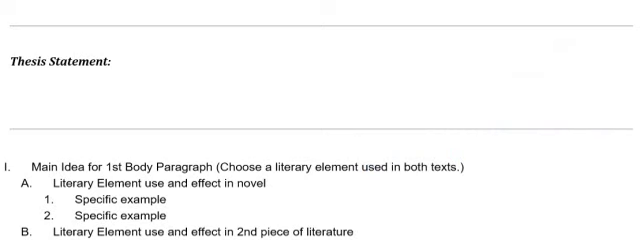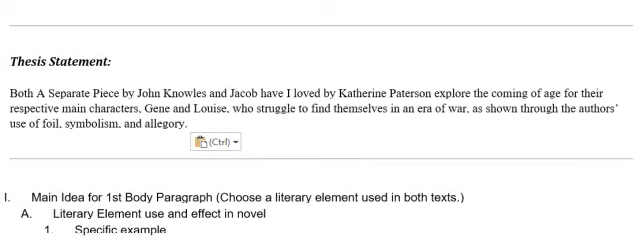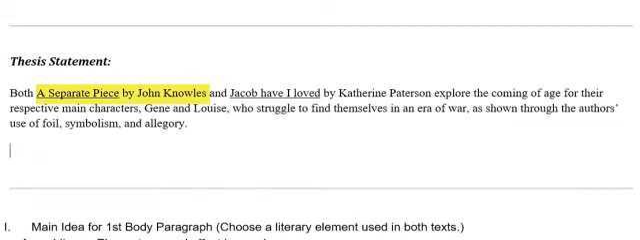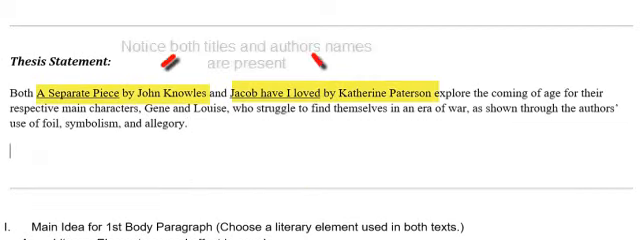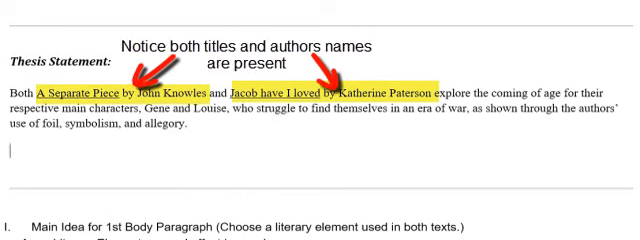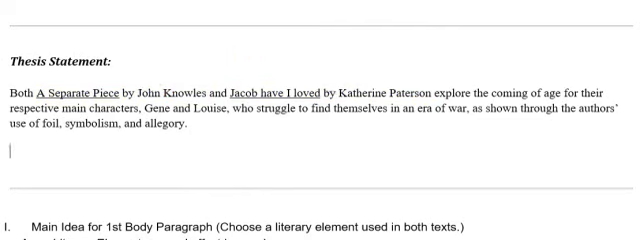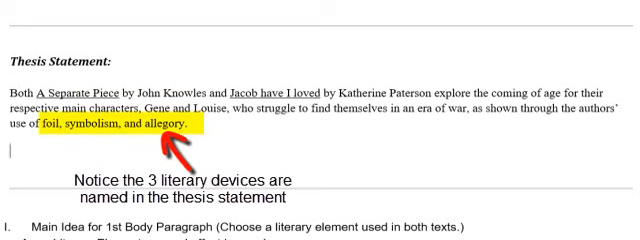I'm going to give you an example, an off-topic example of one I have created here. So let's take a look at this example. Both A Separate Peace by John Knowles and Jacob Have I Loved by Katherine Paterson explore the coming of age for their respective main characters, Gene and Louise, who struggle to find themselves in an era of war, as shown through the author's use of foil, symbolism, and allegory.